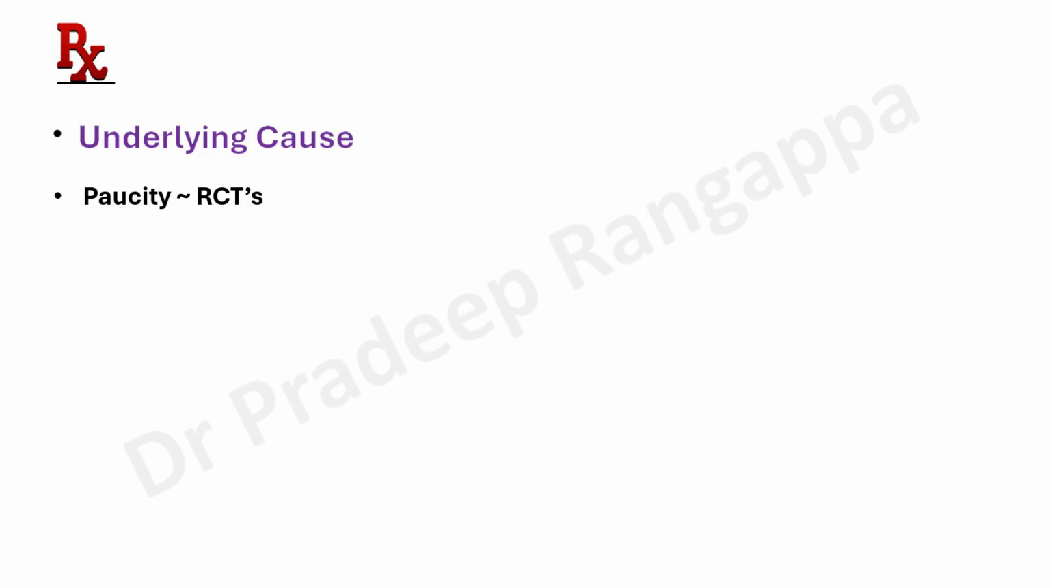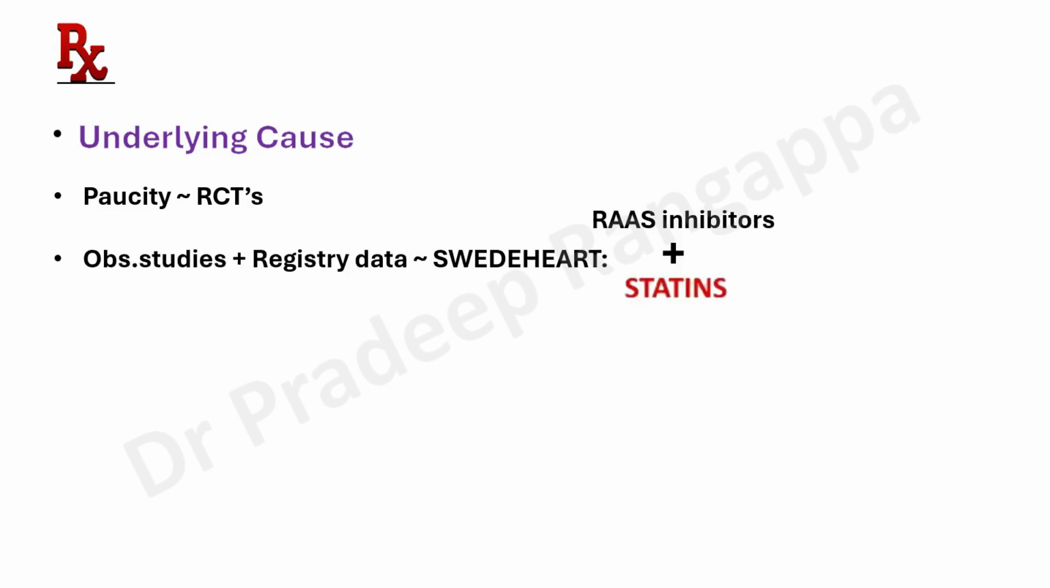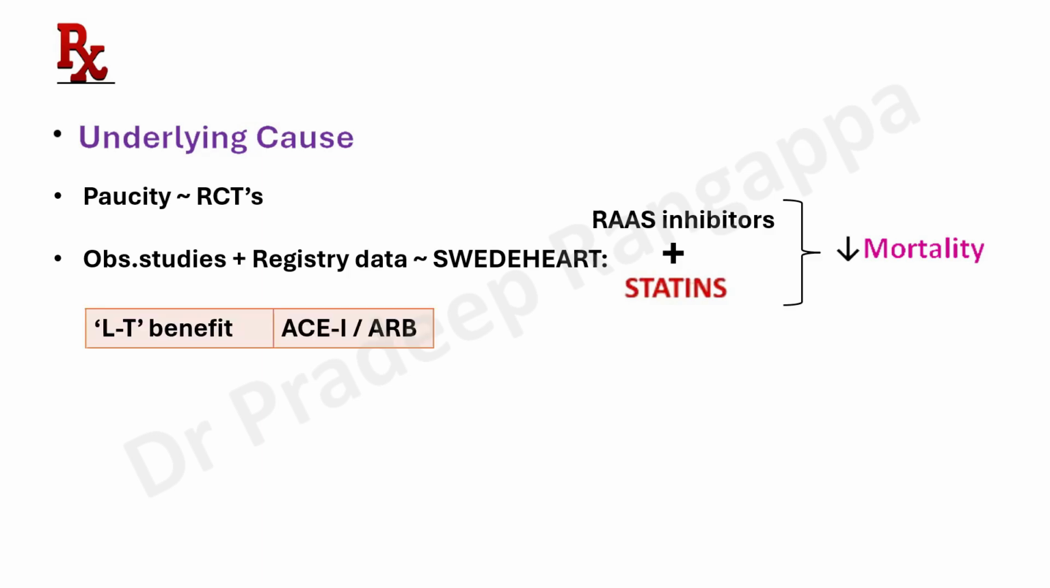There is a paucity of randomized controlled trials to address this unique dimension of MINOCA, but the data comes mainly from observational studies and registry data, predominantly from the SWEDEHEART. SWEDEHEART is a huge registry of all the cardiac ACS patients. It has shown that use of ACE inhibitors, so RAS inhibitors, renin-angiotensin-aldosterone inhibitors, with statins has been shown to reduce mortality in MINOCA. This is based on the registry data and observational studies. Use of ACE inhibitors and ARBs with statins has shown to reduce mortality.